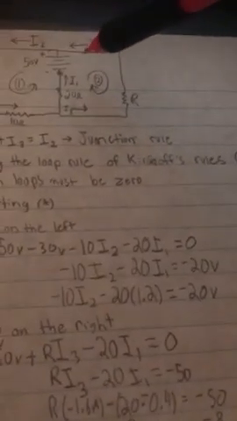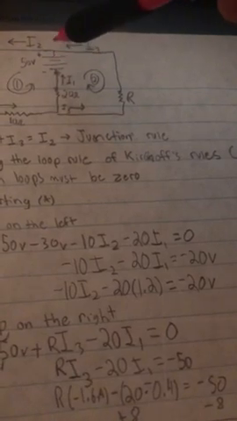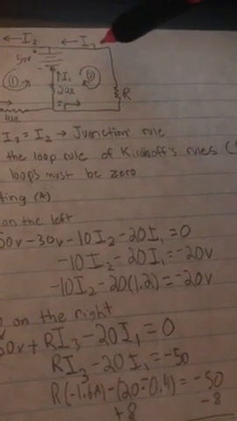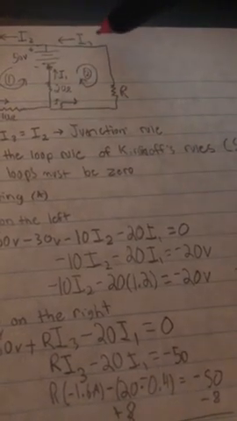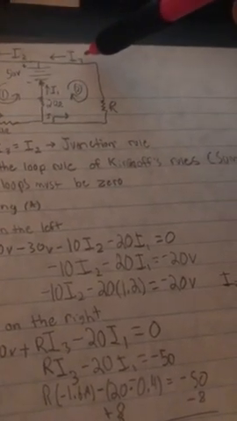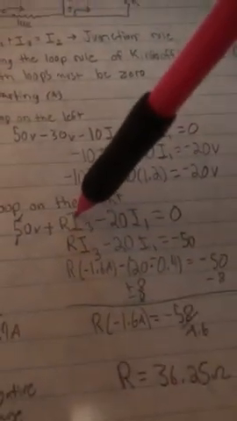Similar to the loop on the left, we start from here, but this time we're going to go backwards through I3. When you go in the opposite way of the current, that would mean your potential change is going to be positive, which is why right here we have positive RI3. And so we're going to go this way through the loop.